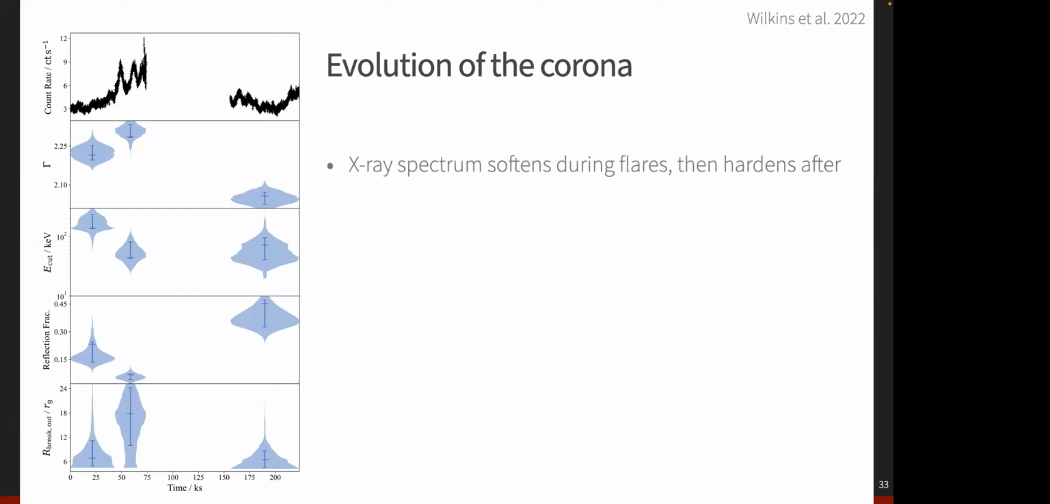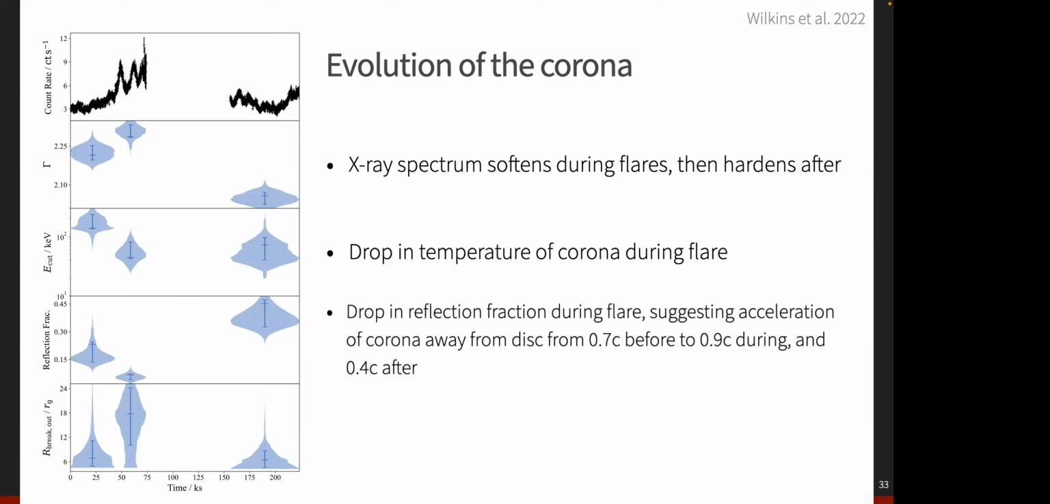We can see changes in the photon index that tell us about the energetics of the corona. We can see changes in the cutoff energy we measure with NuSTAR that probes the temperature of the corona. We can measure that reflection fraction that tells us about how fast the corona is being ejected away from the disk. And we can see the reflection fraction drops precipitously during the bright flares, hinting that this corona is being launched away from the black hole during these X-ray flares.